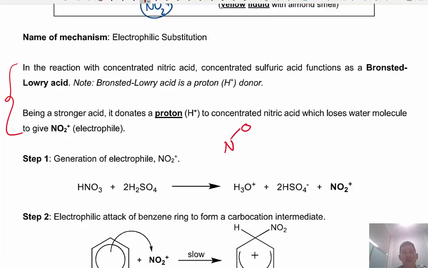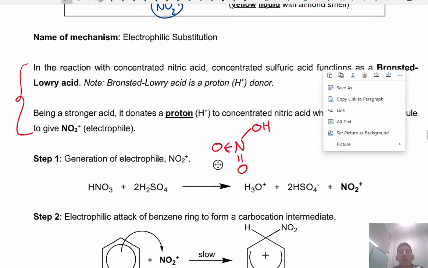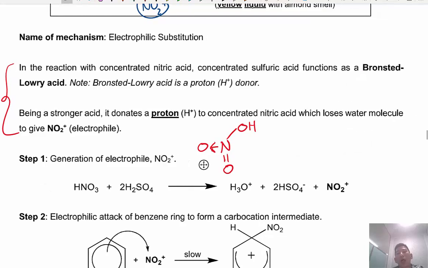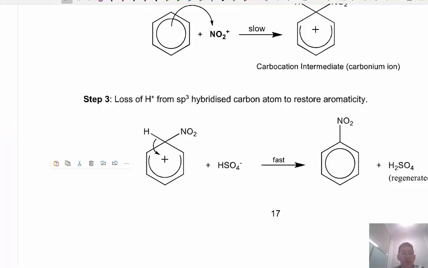I'm not sure whether you remember the structure of NO3. This was the structure of NO3, right? I hope you remember the Lewis structure. There's actually a dative bond. If there's no dative bond, then there's no way this structure will work. Okay, so there's a dative bond.